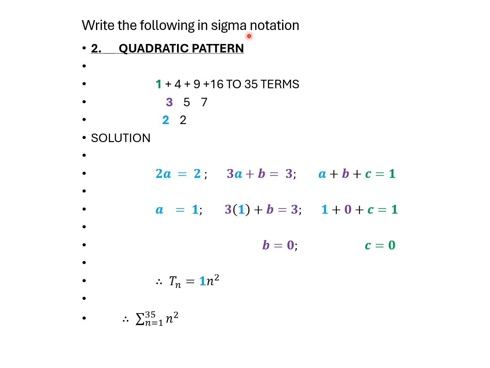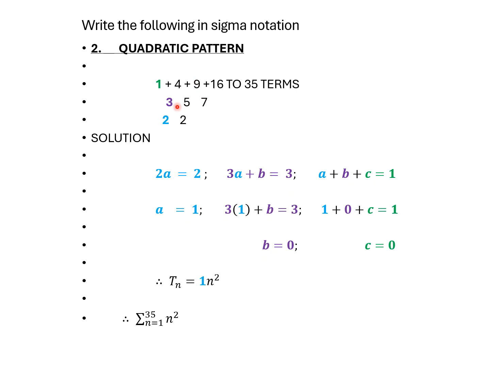Right, write the following in sigma notation. Now we have a quadratic pattern given: 1 plus 4 plus 9 plus 16, and they say 235 terms. So again, for a quadratic pattern, I first need to find the general term before I can write in sigma notation. 4 minus 1 gives me 3. 9 minus 4 gives me 5. 16 minus 9 gives me 7.